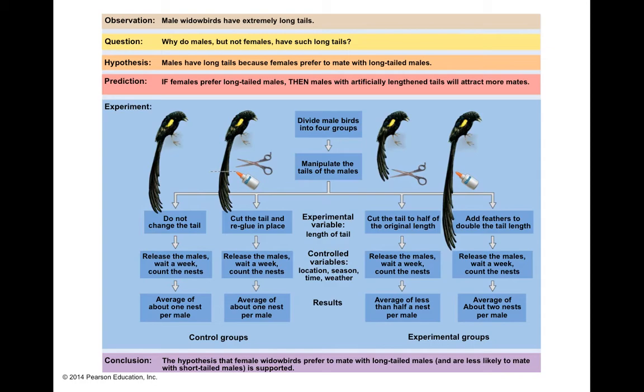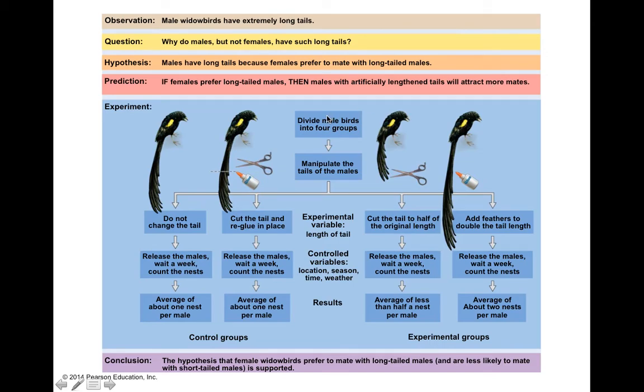Here's another example of an experimental design. We observe that male widow birds have very long tails, so the question becomes, why do males have long tails but not females? The hypothesis is that it's sexual selection. Basically, the males have long tails because females prefer to mate with long-tailed males. That leads us to the prediction: if females prefer the long-tailed males, then males with artificially lengthened tails should attract more mates. And a sub-prediction, not written here, would be that males with shorter tails will attract fewer mates.